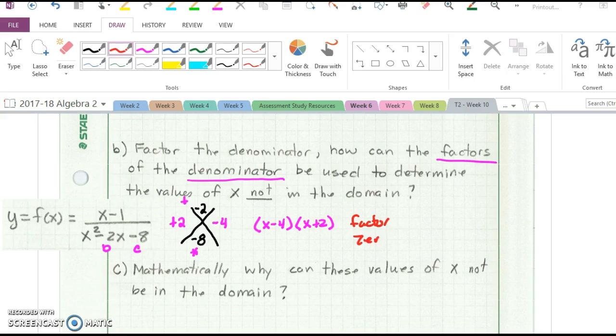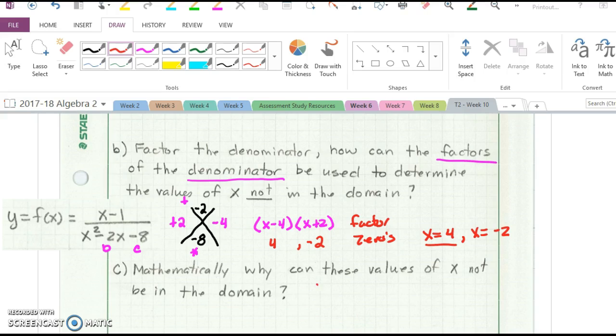Our zeros then are 4 and -2. What that means is when x equals 4, the entire denominator equals 0. And when x equals -2, the entire denominator equals 0. So let's just look at when x equals 4.